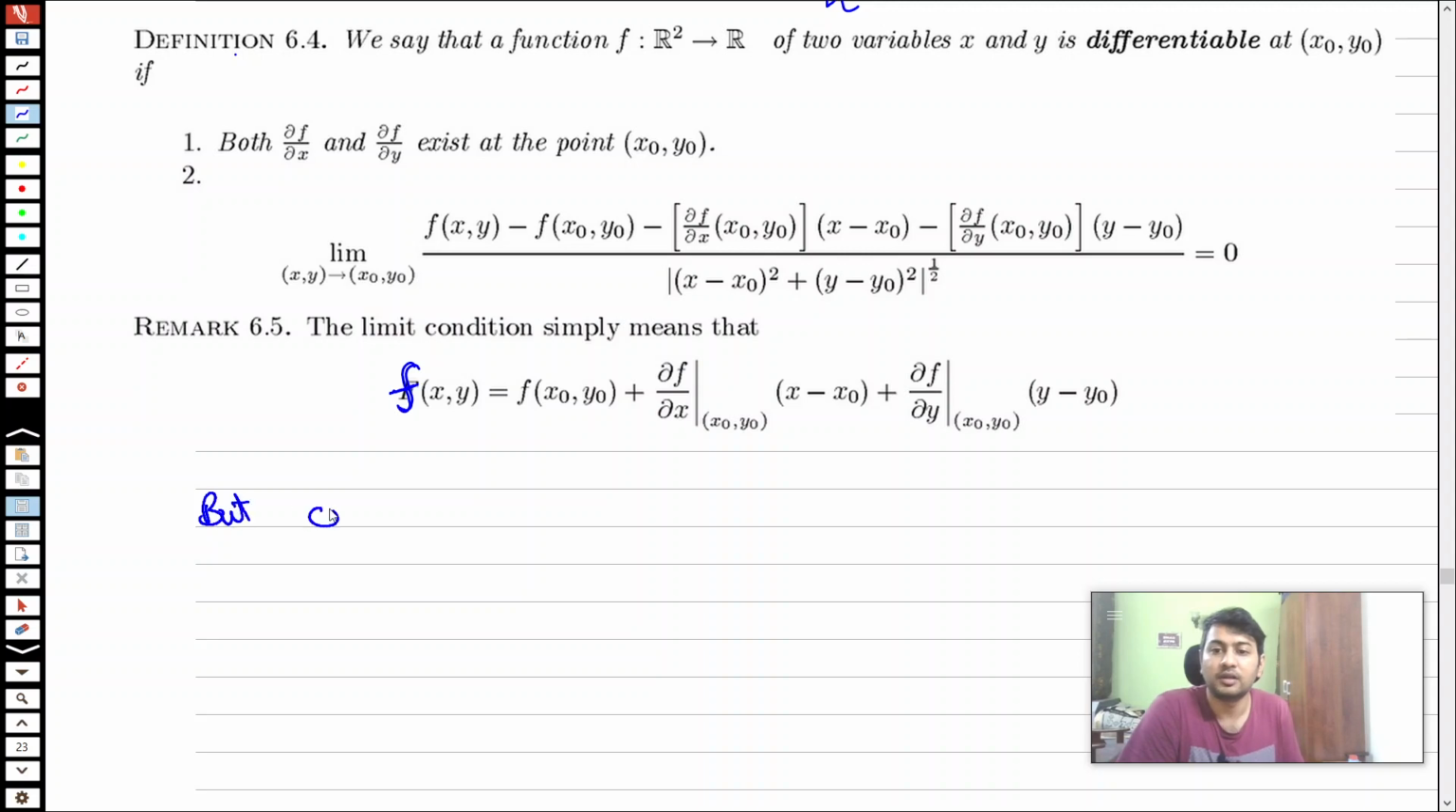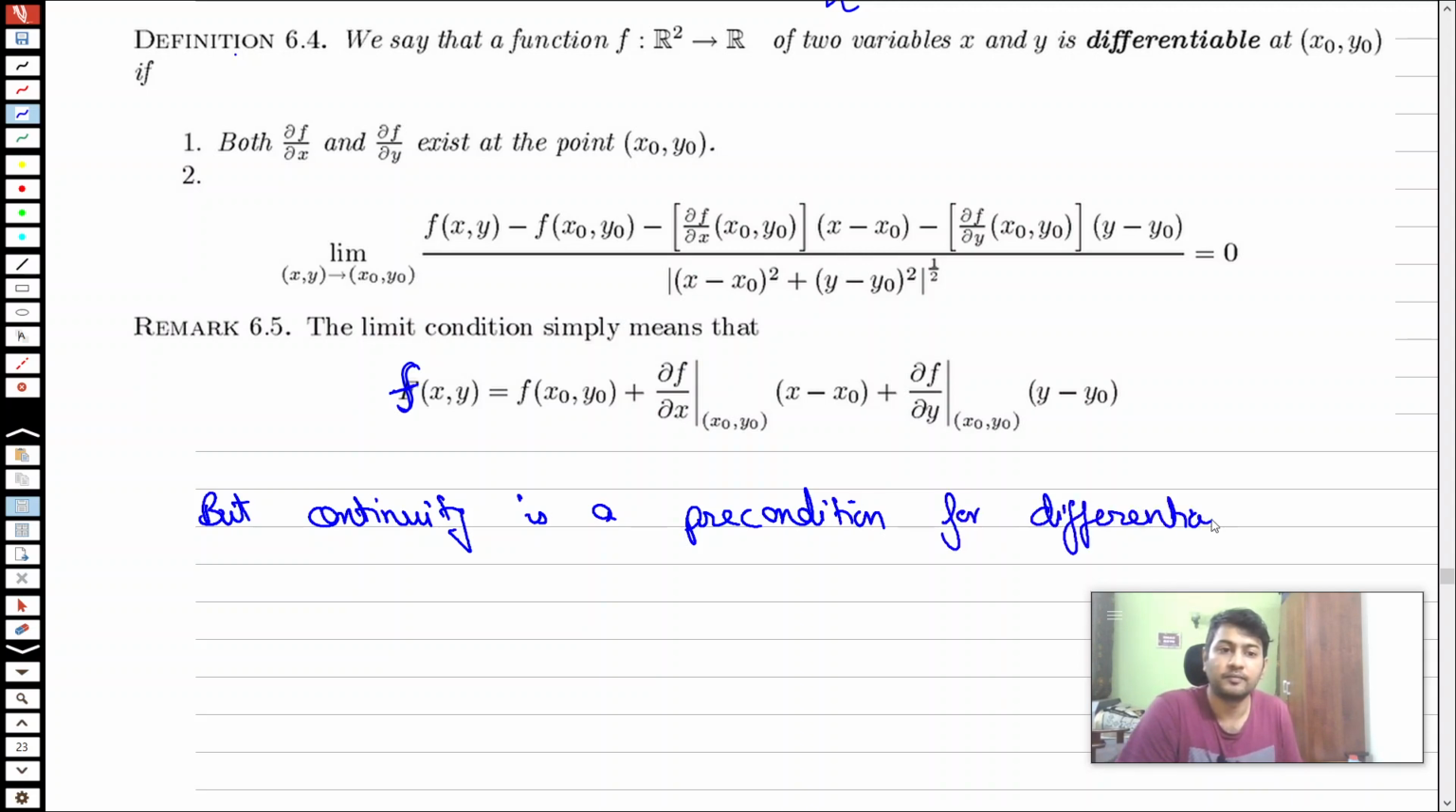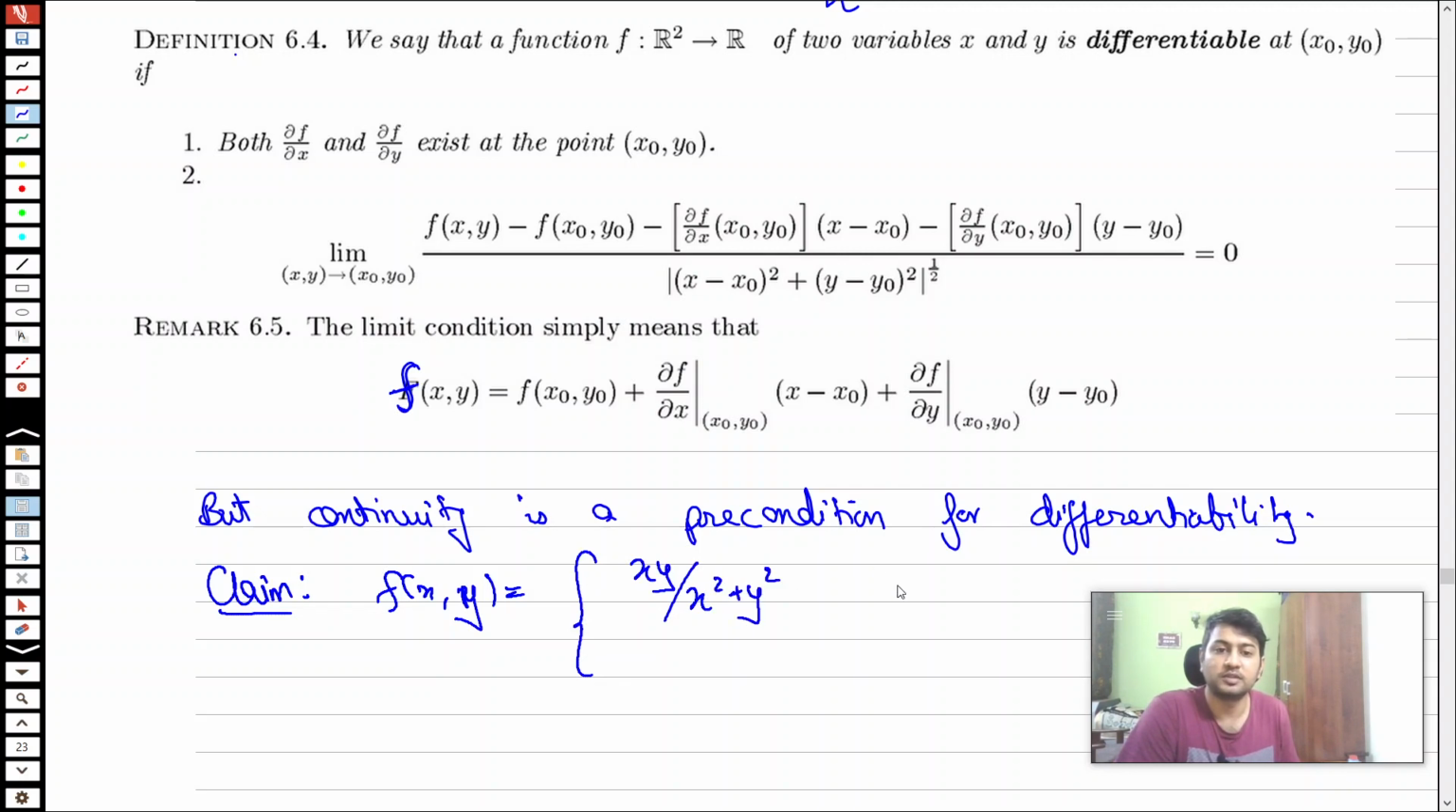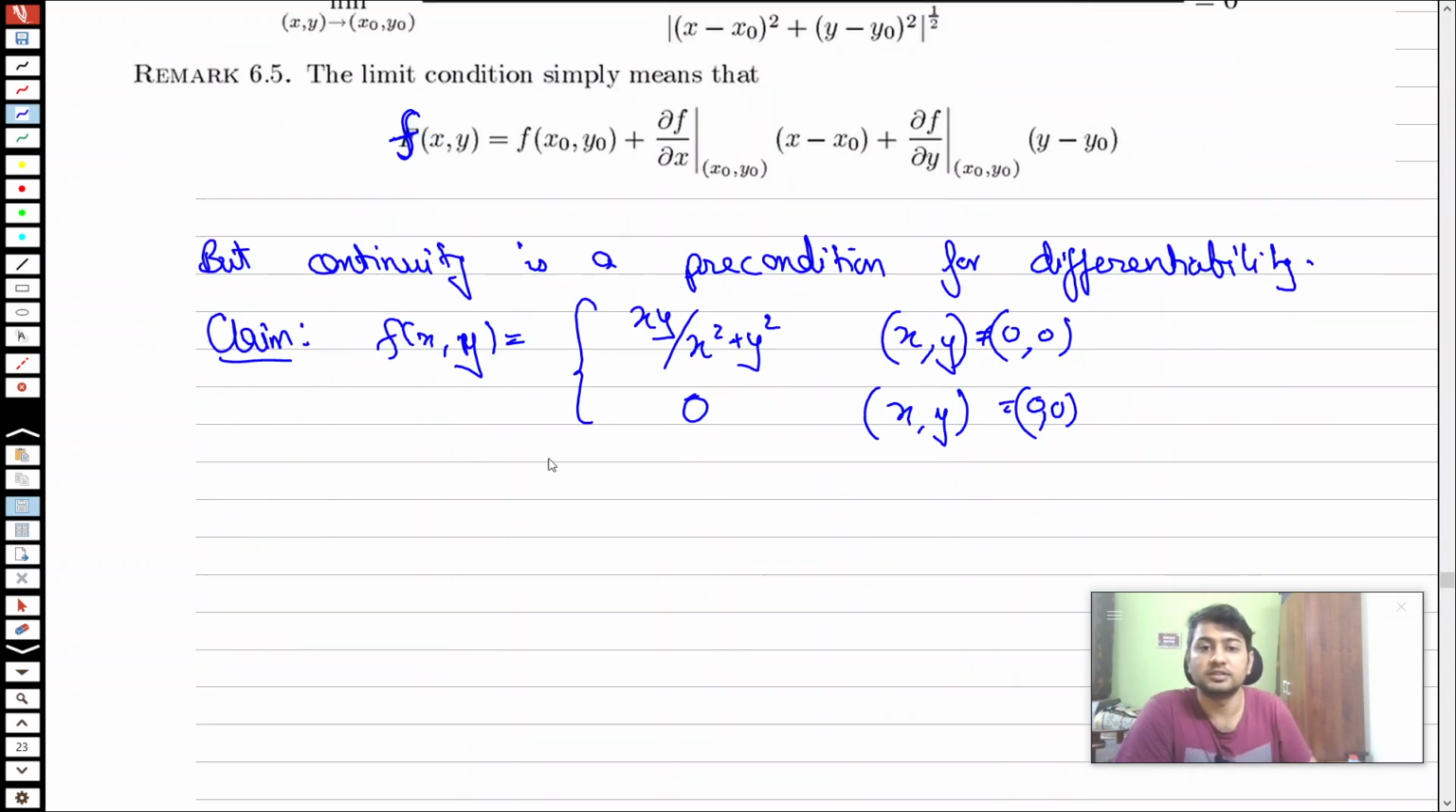But continuity is a precondition for differentiability. I am making a claim here that the function f of x comma y equals xy upon x square plus y square for x comma y not equal to 0 comma 0, and 0 at x comma y equals 0 comma 0, is discontinuous at 0 comma 0.